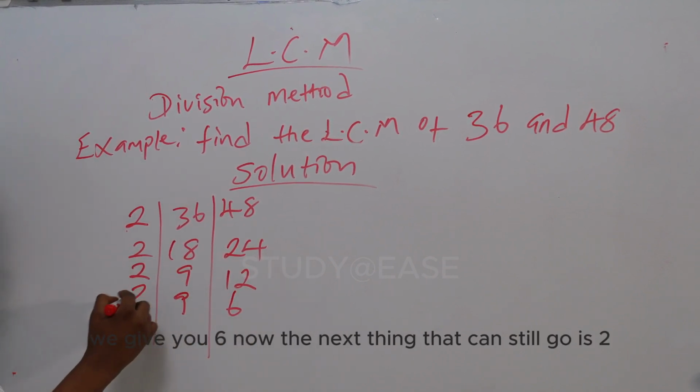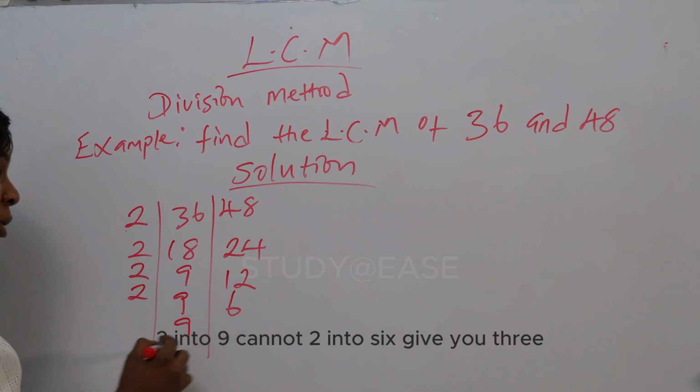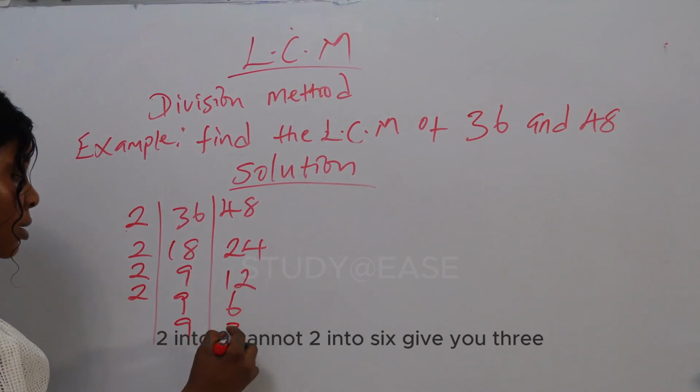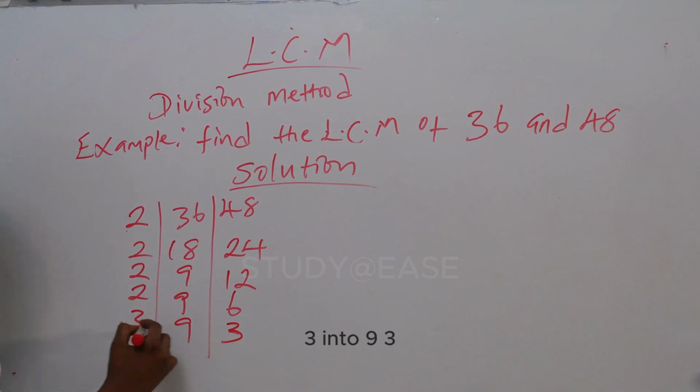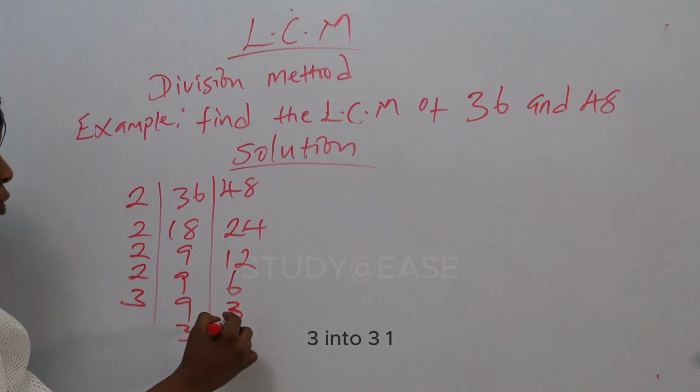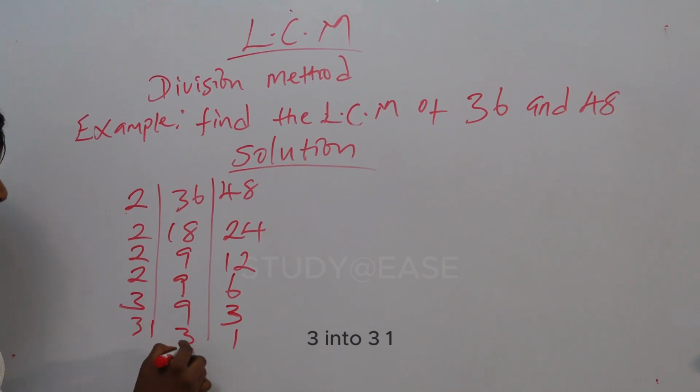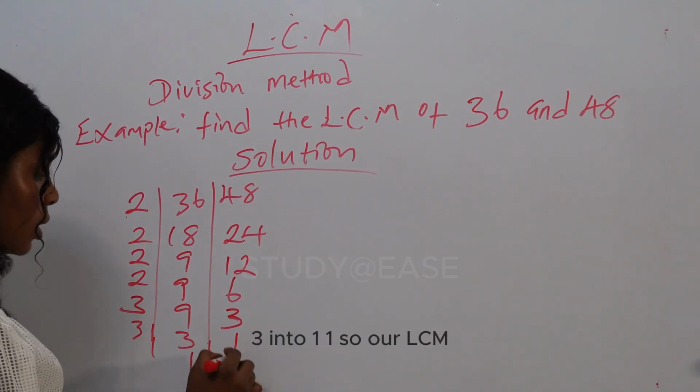Now the next thing that can still go is 2. 2 into 9 cannot. 2 into 6 will give you 3. Now the next thing that can go is 3. 3 into 9, 3. 3 into 3, 1. 3 into 3, 1. 3 into 1, 1.